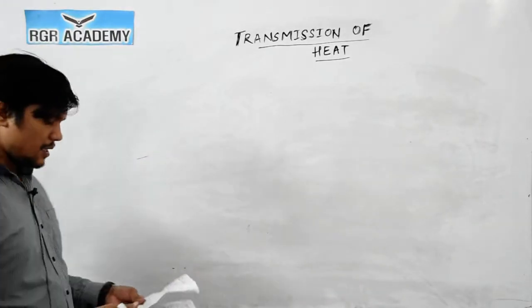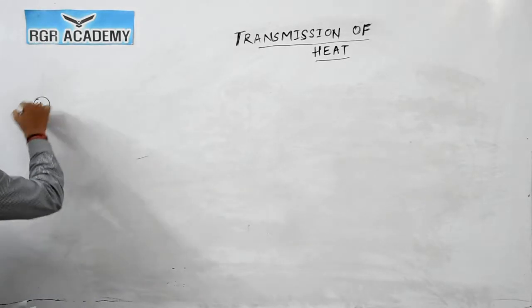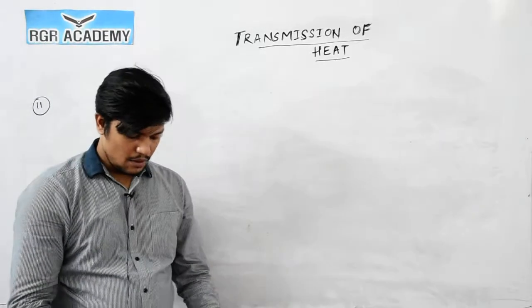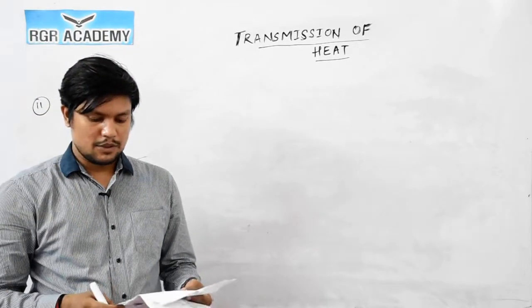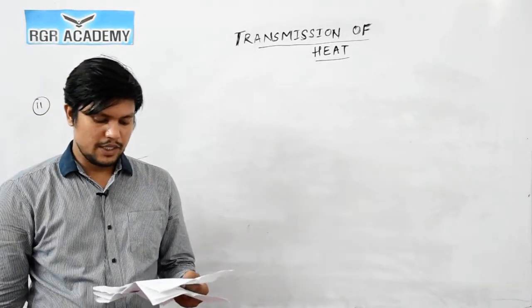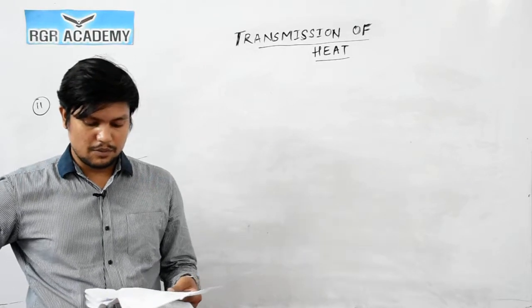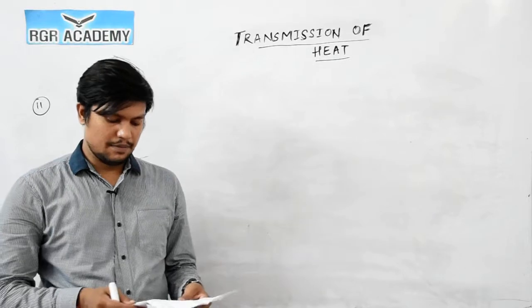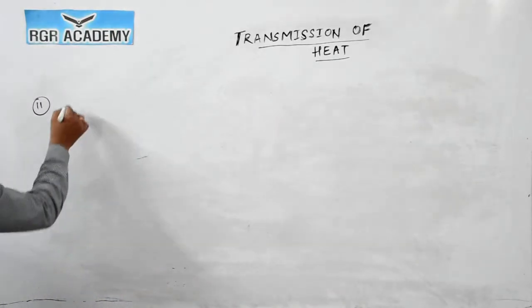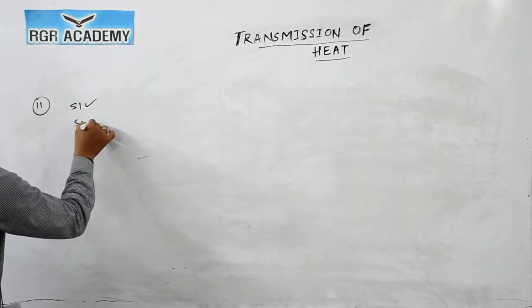So in question number 11, the absorbance of a perfect black body is unity. Second one is, when a perfectly black body is heated, it emits radiations of all the possible wavelengths at that temperature. Okay, so both the statements are correct, but the second one is not explaining the first one.